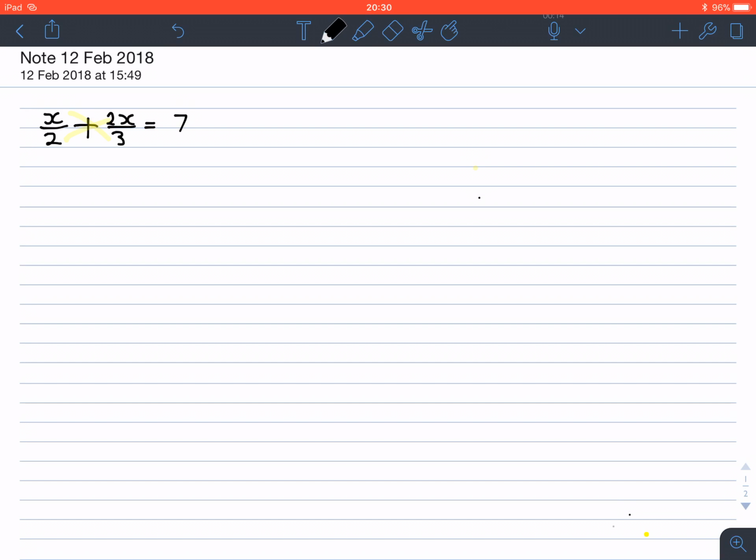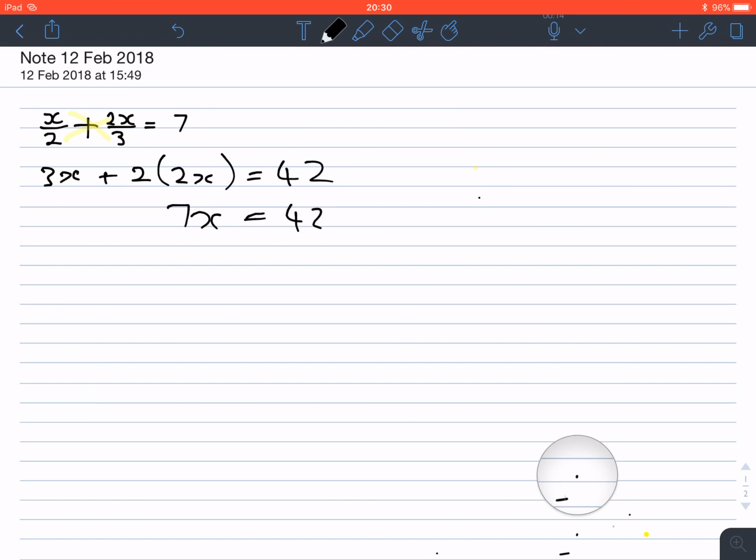So when I multiply by 6, I get 3x, the first term, plus 2 outside of 2x is the second term, and it's equal to 6 multiplied by 7, which is 42. So if I expand that, I've got 3x plus 4x equals 7x on the left-hand side, equal to 42. And divide by 7, well, you get x is equal to 6.